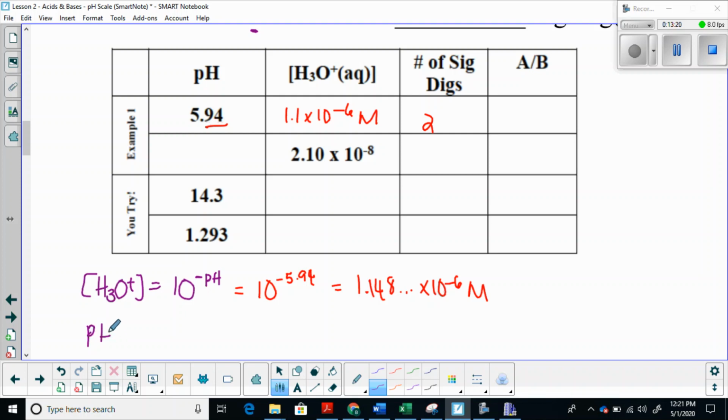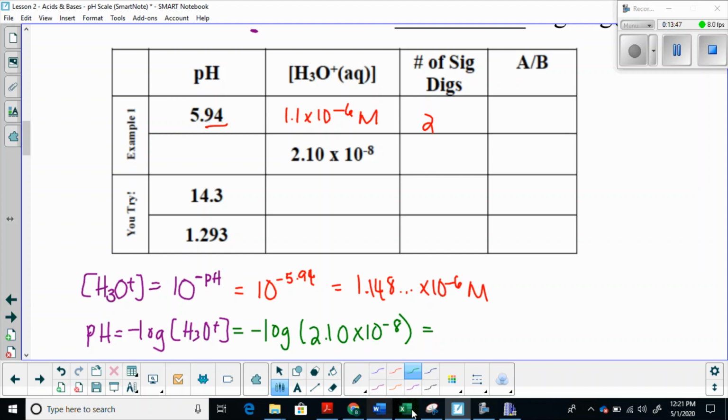pH is equal to negative log of our hydronium concentration. I'll use a different color here. So let's say we're plugging in this number: negative log, bracket, 2 times 10 to the negative 8.